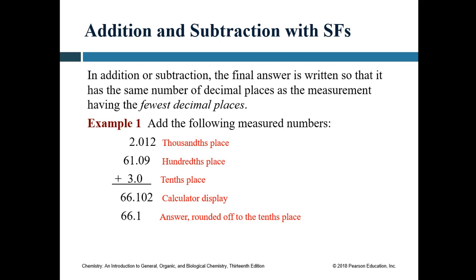Now, addition and subtraction rules are different, so please make sure that the rules we just learned are applied not to addition and subtraction, but only to multiplication and division. With addition and subtraction, your answer needs to be written so it has the fewest number of decimal places as the measurement having the fewest decimal places. In this one we have the thousandths, hundredths and tenths. So your answer can only be to the tenths spot. When you add this together, you get 66.102. Since it can only be to the tenths spot, we need to look at one spot past the 1, which is the 0, to see if we round up. Nope. So 66.1.